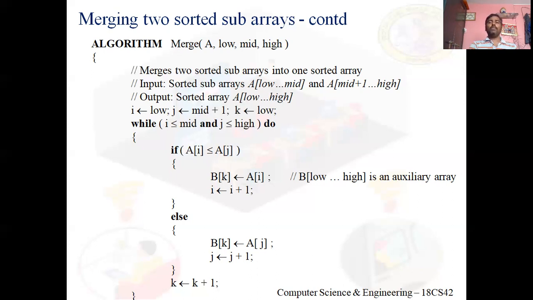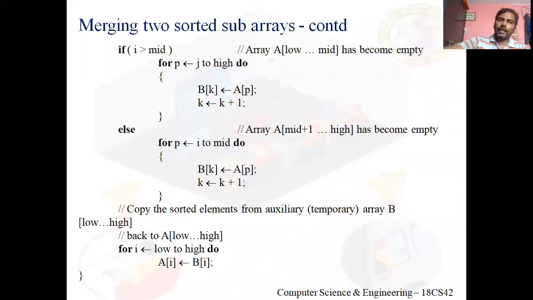Okay, when one of the two subarrays becomes empty, I repeat, control comes out of this while loop. Control comes out of this while loop when one of the two sorted subarrays, which are about to merge, becomes empty. So if i is greater than mid, see, i is a pointer in the first subarray. Clear? So in the first subarray, indices are from 0 to mid. Now if i is greater than mid, it means this array has become empty.